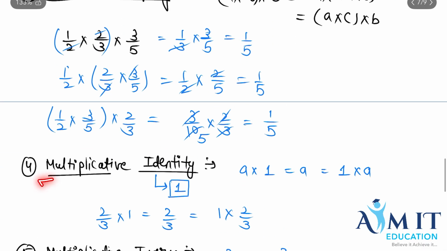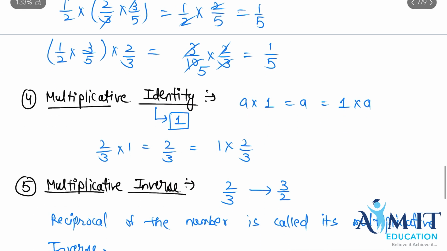Next is multiplicative identity. Identity means again which is not changed. So by multiplication the value of the number is not changed. It is possible with only one. So one is called the multiplicative identity.